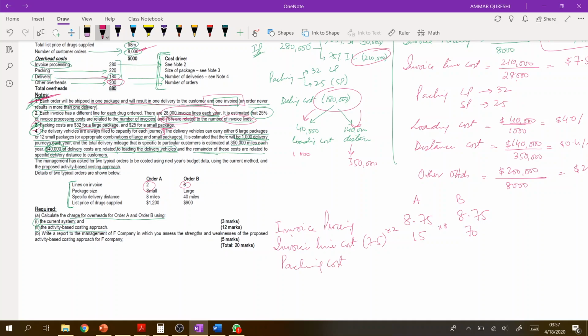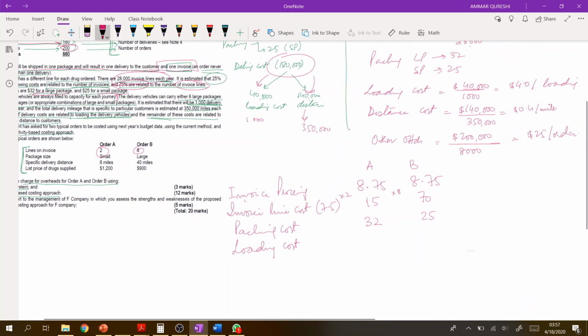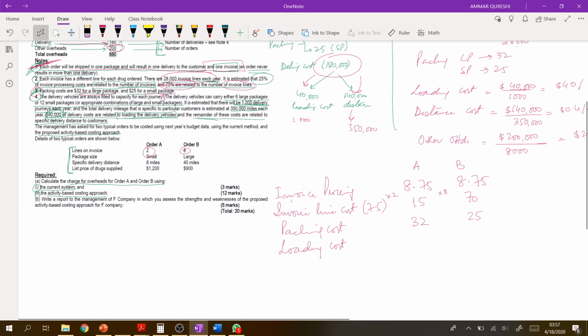Packing cost is simple. It says if you are having large packaging, then packaging cost will be 32. For small orders, it will be 25. So we will just write 32 and 25 here. You don't need to distribute it. Then there is a loading cost. Loading cost is 40 per loading. If you load your truck once, then the total cost will be 40, right?